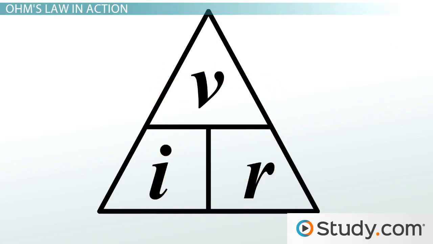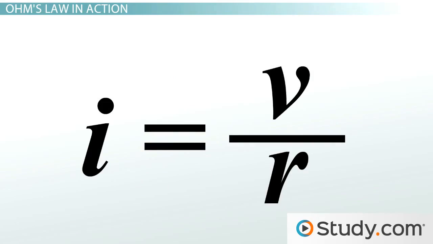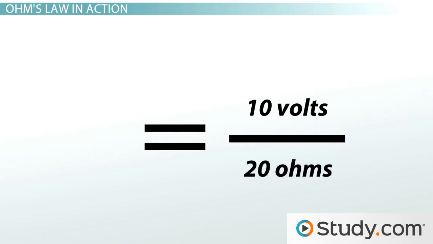Using our diagram, we cover up the parameter that we're trying to find, which is current, or I, and that leaves us with the voltage V over the resistance R. In other words, to find the current, we need to divide the voltage by the resistance. Doing the math, 10 volts divided by 20 ohms, results in 1/2 ampere of current flowing in the circuit.